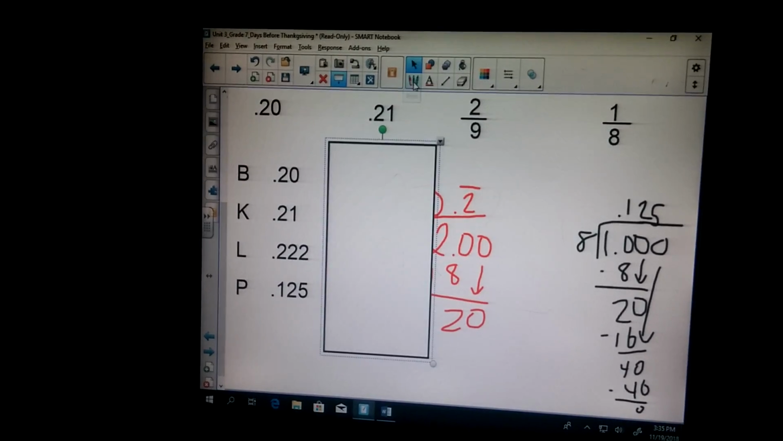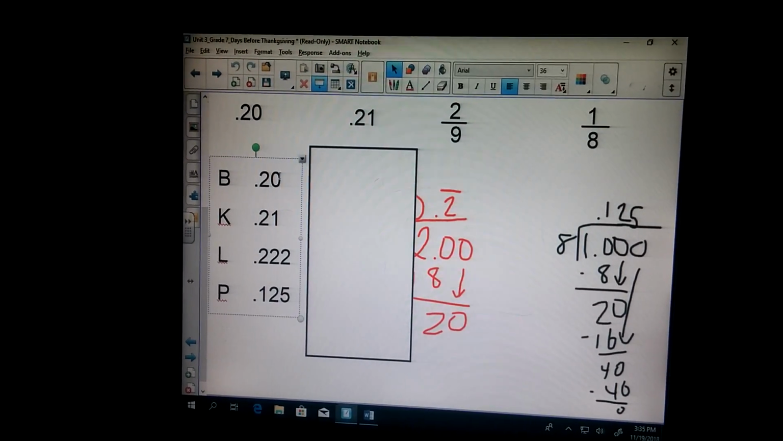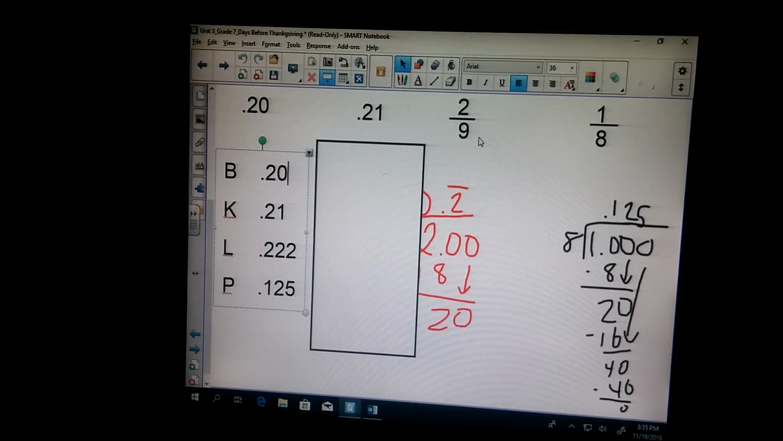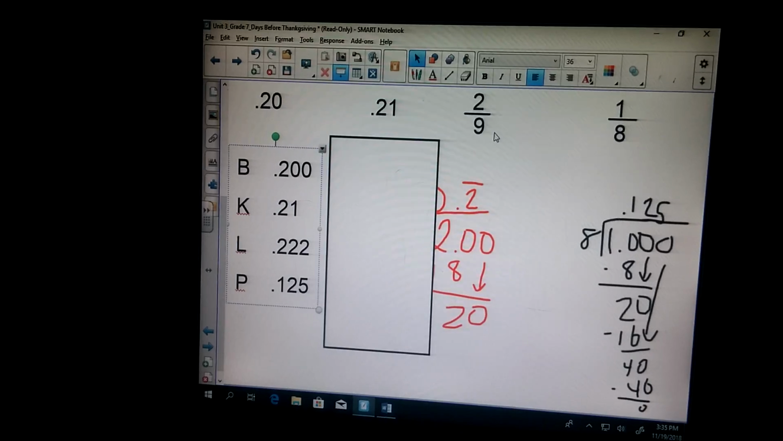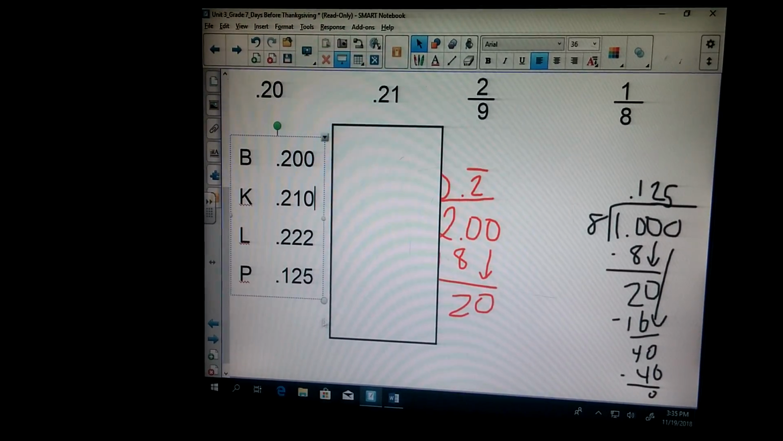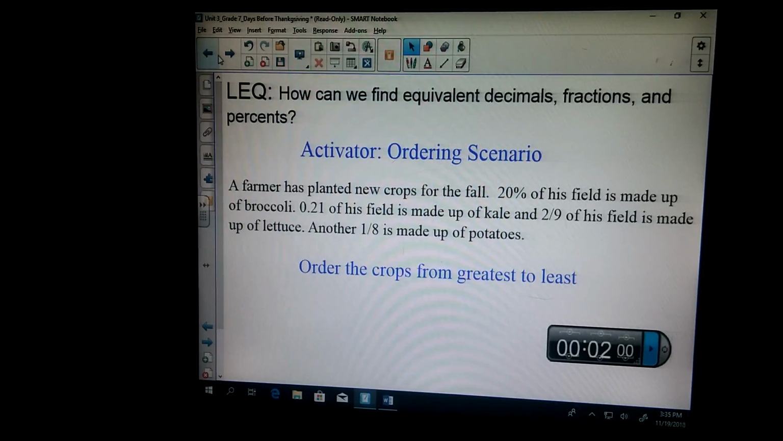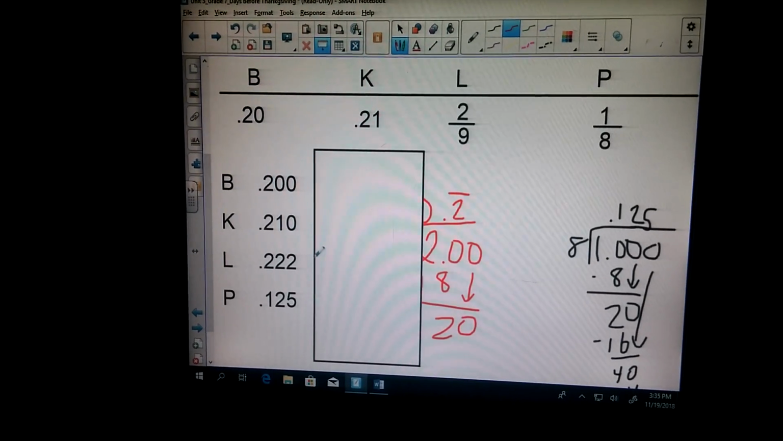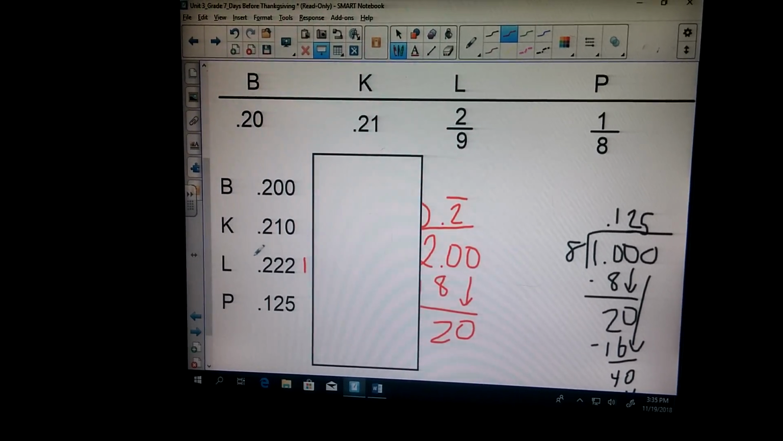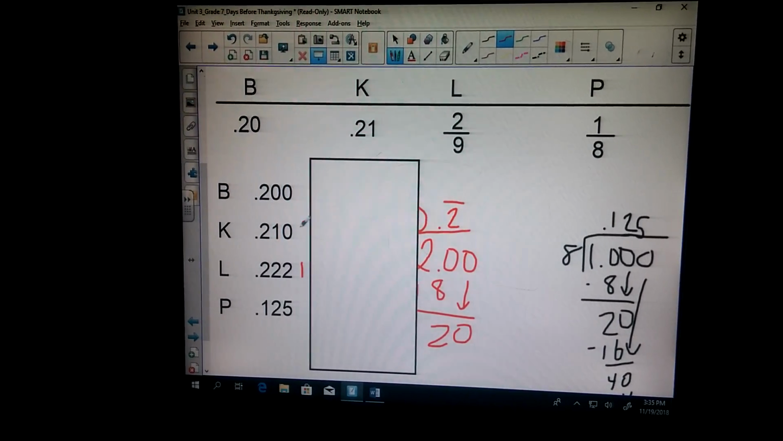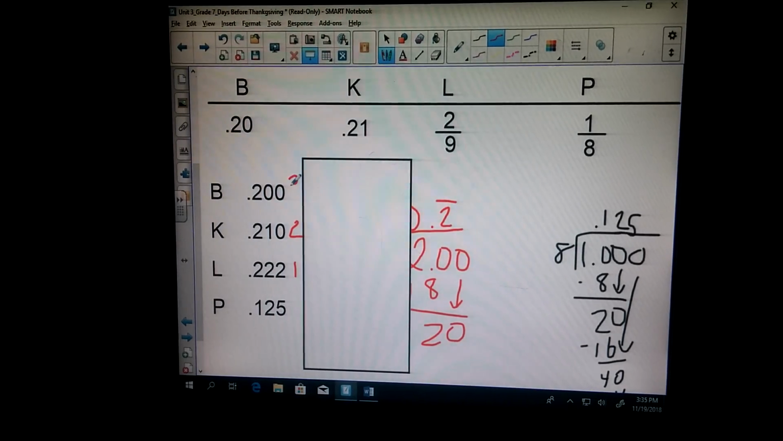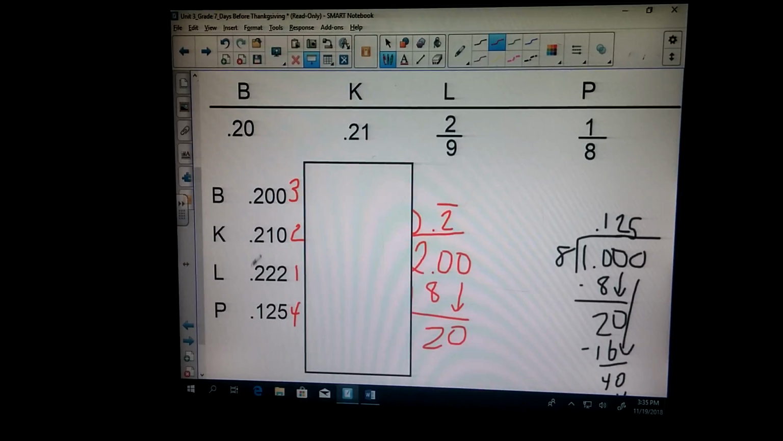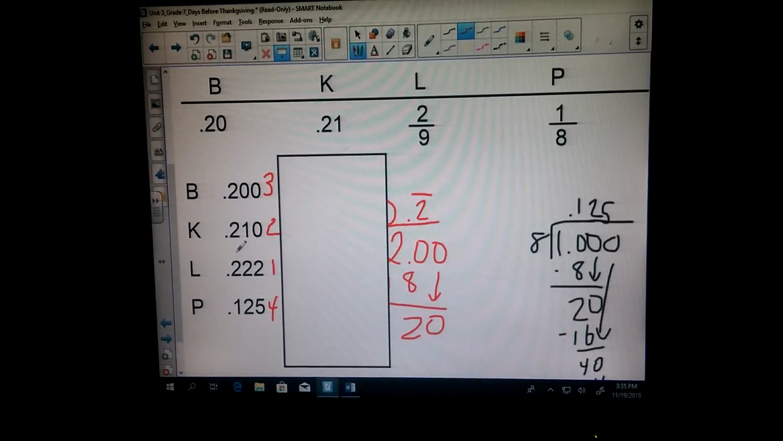A reminder from when you've done decimals before, what we can add to these is a 0 on the end to keep them consistent, because now each of these decimals is to the thousandths place. So when we're looking at this, and a reminder, we want greatest to least, the greatest amount we see is right here, which is lettuce. So lettuce is first, followed by kale, followed by broccoli, and finally potatoes. If you have them all as decimals, it makes it much easier.